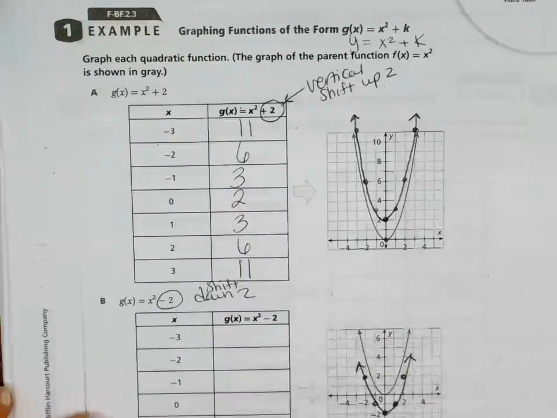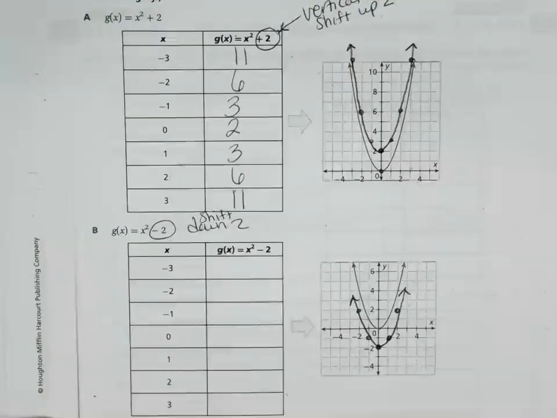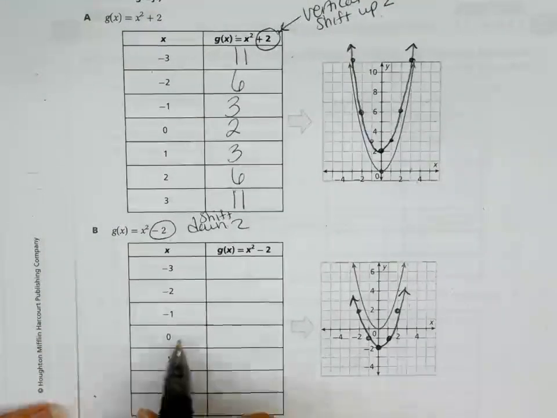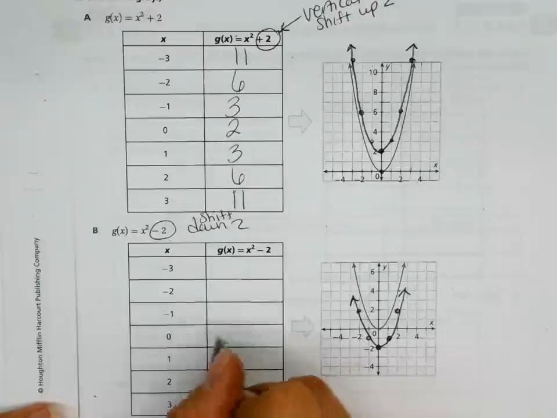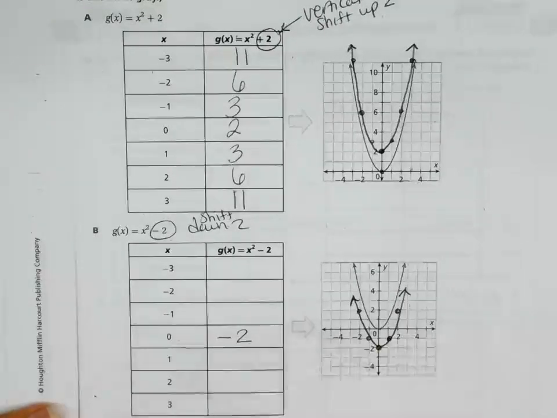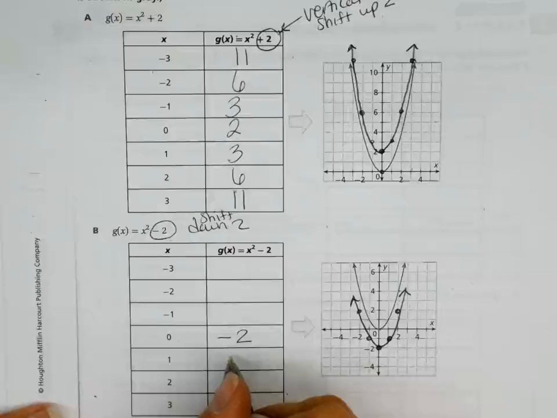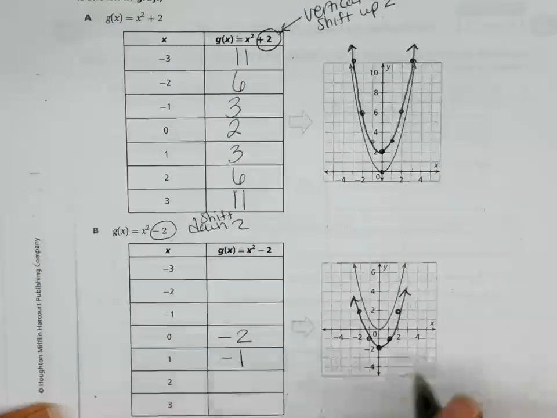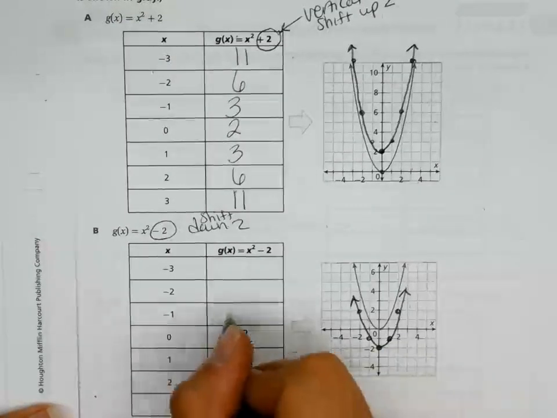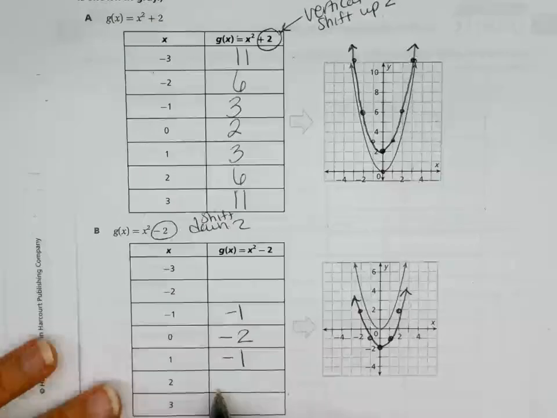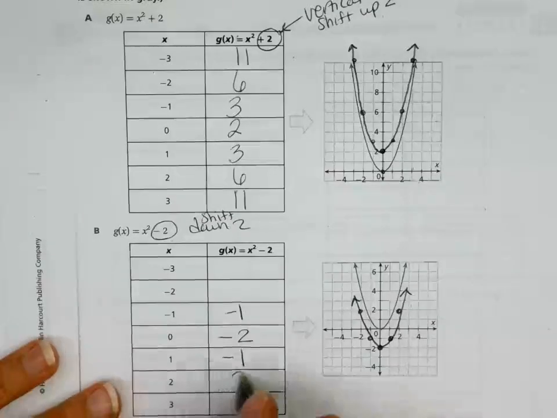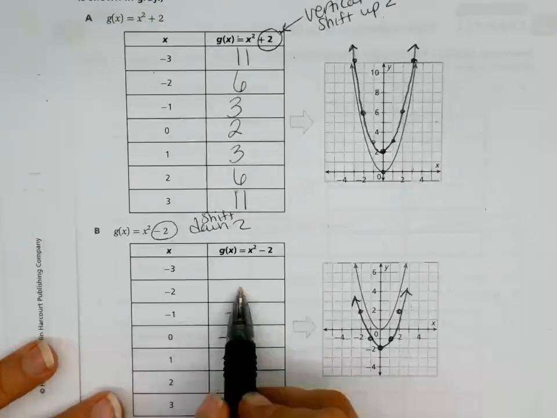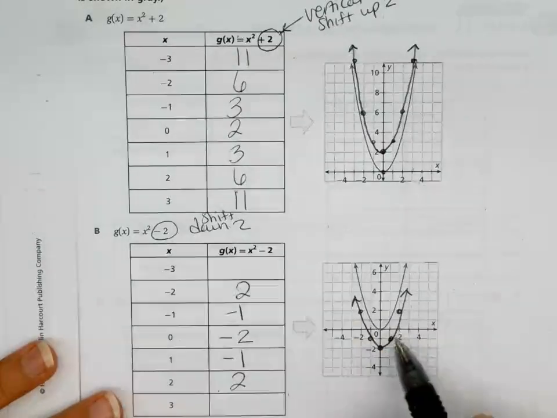But I'm still going to actually come up with these points by plugging and chugging and verifying that this is correct. If I plug in a 0, 0 squared is 0, 0 minus 2 is negative 2. 0, negative 2, there's our point. If I plugged in a 1, 1 squared is 1, 1 minus 2 is negative 1. Do I have 1, negative 1? I do, and I have negative 1, negative 1. If I plug in a 2, 2 squared is 4, 4 minus 2 is 2. Negative 2 squared is also 4, 4 minus 2 is 2. So I have that 2, 2, and that negative 2, 2.